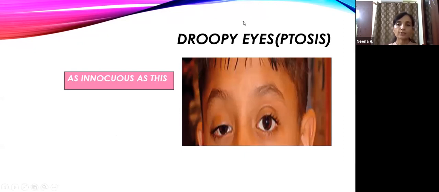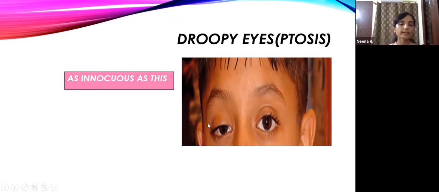So another condition which is commonly seen is droopy eyes or ptosis. So it could be bilateral or it could be unilateral. So looking at this, we can see that there is no obscuration of the visual axis. So does this child need a referral to the ophthalmologist? Yes, this child also needs a referral because this ptosis can sometimes produce astigmatism by pressing onto the cornea.